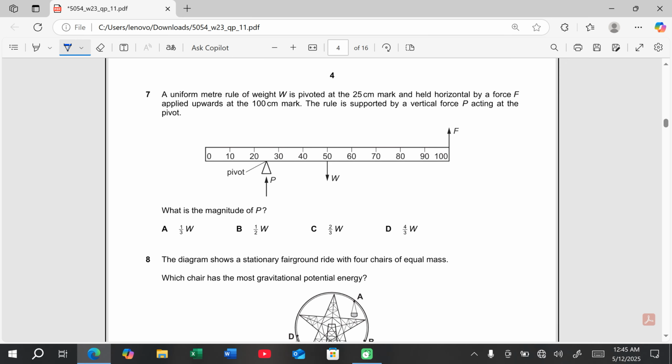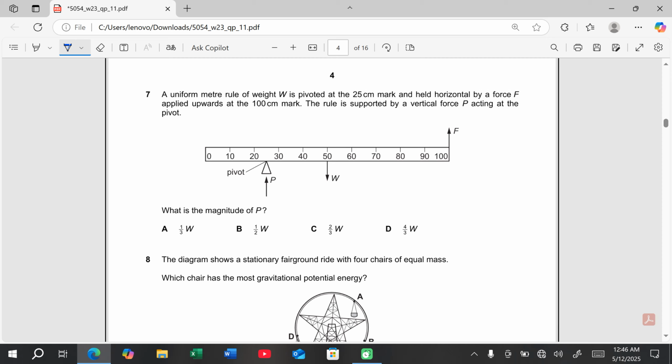In question number 7 it says the meter rule of weight W is pivoted at the 25 centimeter mark and held horizontal by a force F applied upward at the 100 mark. The ruler is supported by the vertical force acting at the pivot. Now it's very easy. We have two conditions for equilibrium. Number one is that the clockwise moment is equal to the anti-clockwise moment.